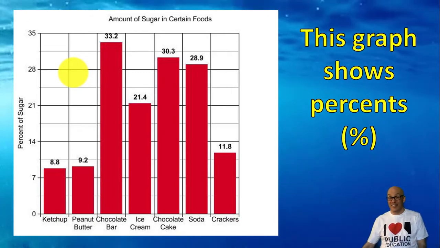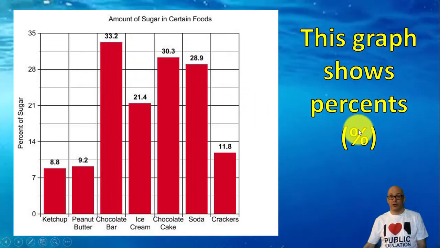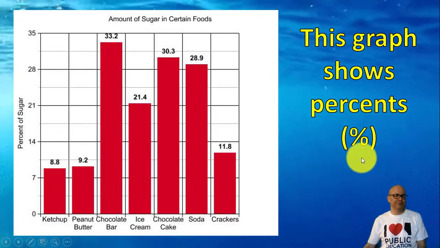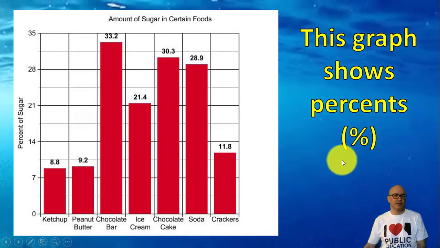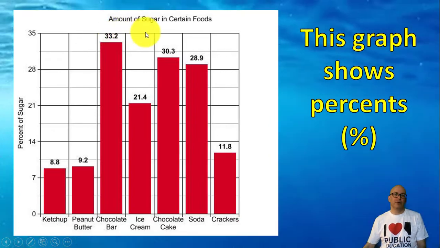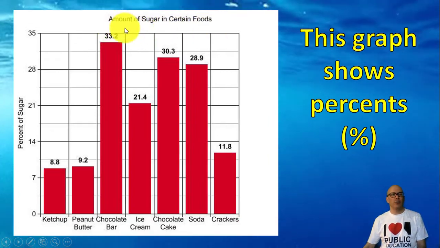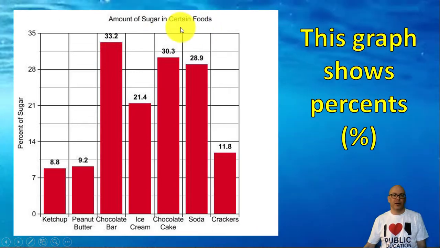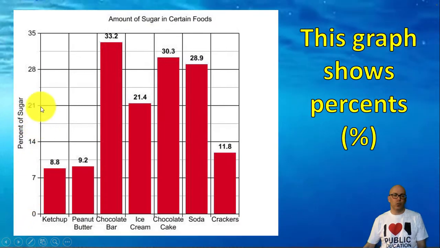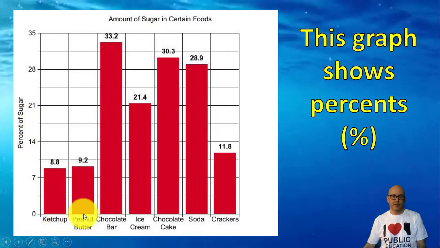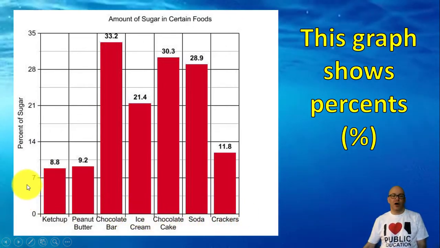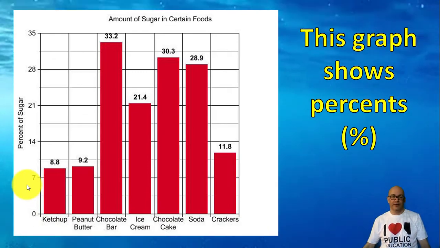This graph is different, isn't it? This graph shows percents. Do you remember percents from earlier in the term? Percents, this is the symbol for percents. So the title of this graph is Amount of Sugar in Certain Foods. How much sugar is in this food, right? That's the title. This is the y-axis. This is the x-axis.